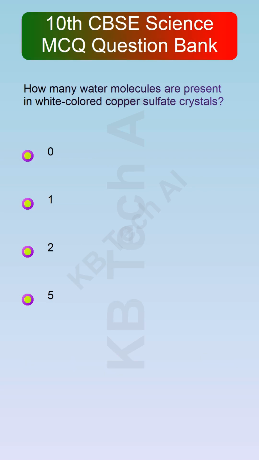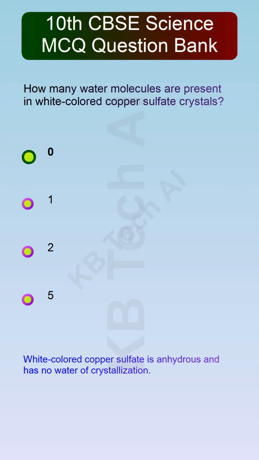How many water molecules are present in white-colored copper sulfate crystals? Option 1, 0, Option 2, 1, Option 3, 2, Option 4, 5. The answer is, Option 1, 0.